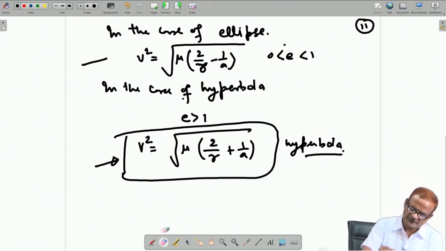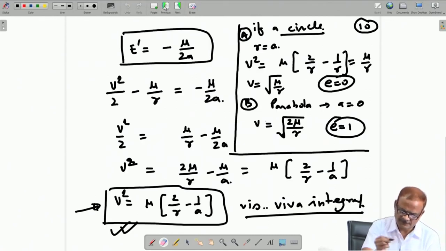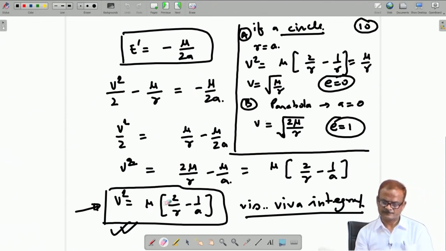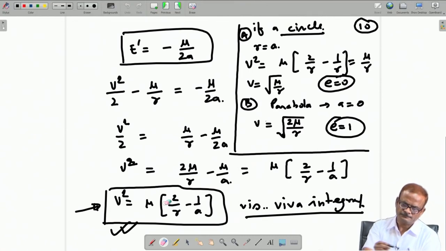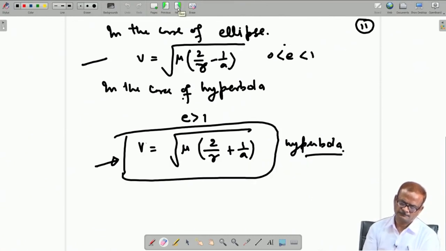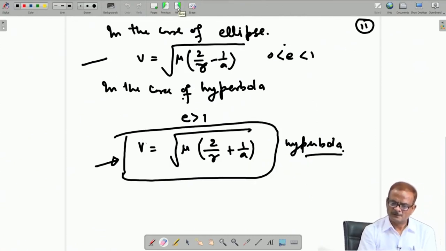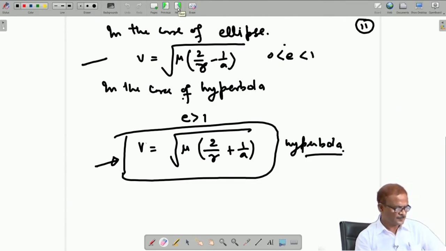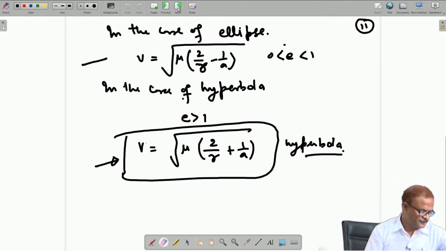This is V square again. These are the common errors which creep in while writing. This is V. Let me check the previous page also. This is okay, here this is okay, this is okay. Okay, so we have completed this part.